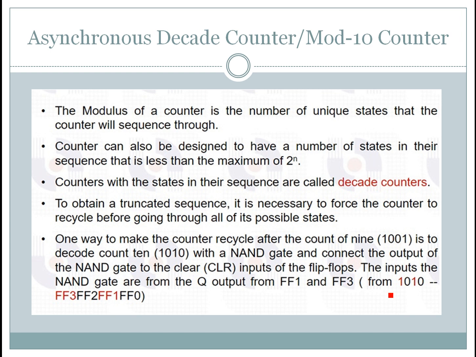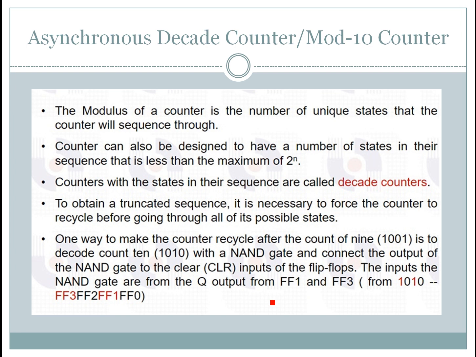So here modulus counter is nothing but, if you consider any counter, previously we discussed the 3-bit and 4-bit asynchronous counter. There the maximum number of counts are 2 to the power of n. In the case of 3-bit, 2 to the power of 3 is 8, so 8 different states. In 4-bit counter, 2 to the power of 4, total 16 states. So those are the maximum number of counts. But in modulus counter, you can design the counter to count less than the maximum number of count states.